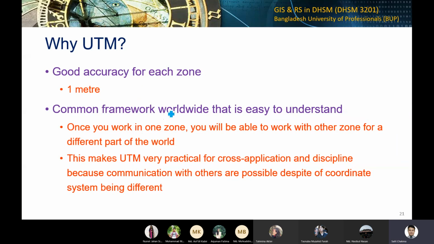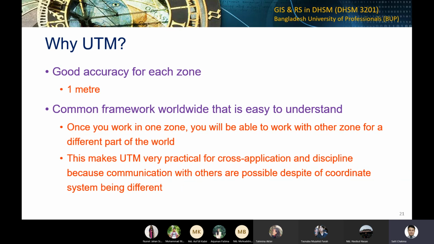So why UTM? Because it has good accuracy. The accuracy is 1 meter, and it's a global coordinate system. Throughout the world, if you go from one place to another, most people know UTM. From UTM, you can transform your coordinate system into any local coordinate system. So if you are working in Bangladesh and are familiar with UTM, and you go to the USA, you will still deal with the data using UTM.